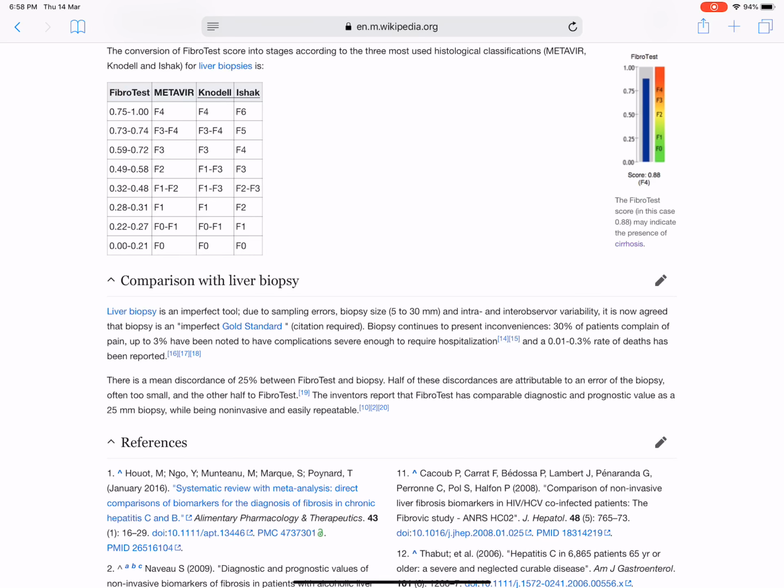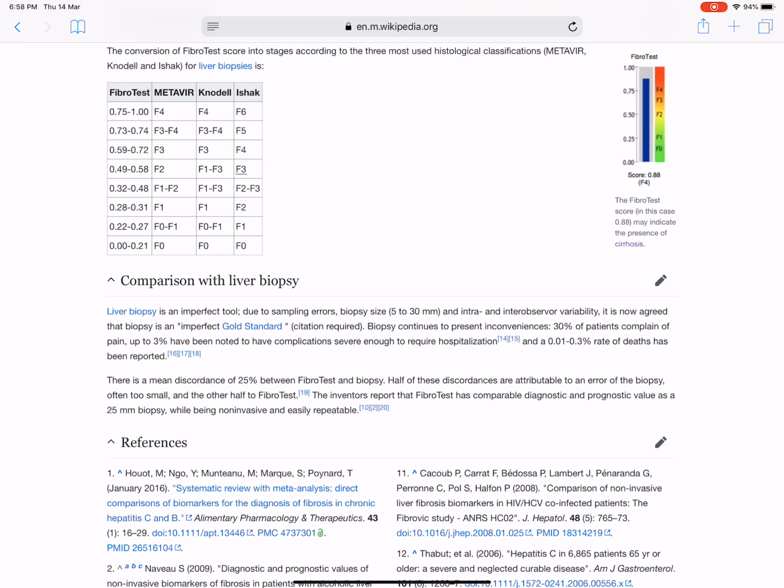0.75: F4, F6. 0.73 to 0.74: F3 F4, F3 F4, F5. 0.59 to 0.72: F3, F3, F4. 0.49 to 0.58: F2, F1 F3, F3.